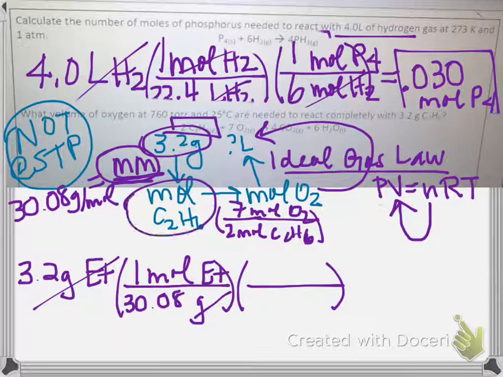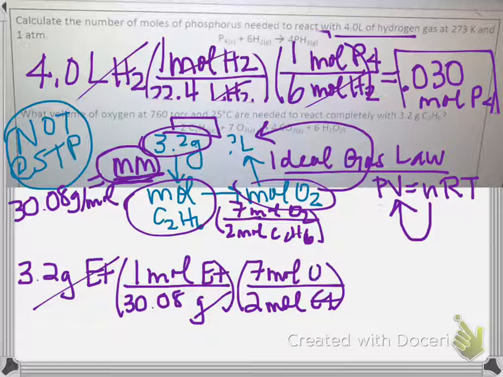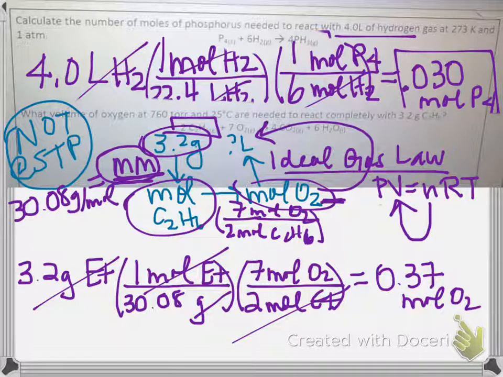Now we are into moles of ethane. We want to convert to moles of oxygen. So we said we were going to use the mole ratio. In the balanced chemical equation, for every 2 moles of ethane, we require 7 moles of oxygen, O2. So I've got moles of ethane on top, moles of ethane on bottom. Now I've converted to moles of oxygen. I'm going to go ahead and solve here because I cannot use the molar volume to convert that to liters. I need the ideal gas law. So I'm going to solve for moles of oxygen. If you calculate this, I get 0.37 moles of oxygen. I want liters of oxygen, so I'm going to use this number and the quantities given, and I'm going to continue to solve.